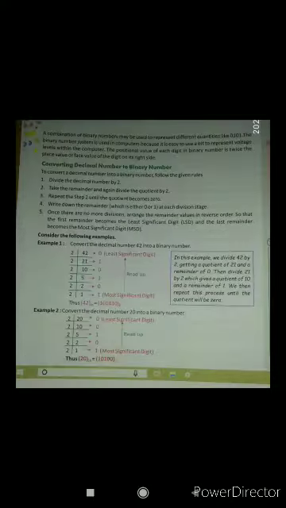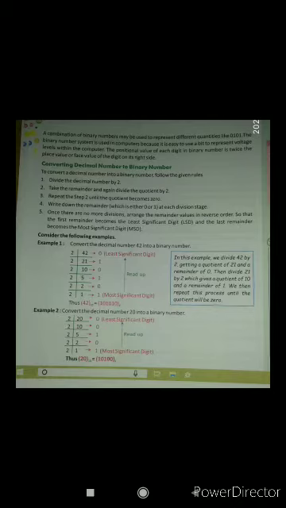Let's see from the next page, it's written there: a combination of binary numbers may be used to represent different quantities like 0 1 0 1. So 0 1 0 1 is a number, but we can't understand what number it shows, though the computer can understand. So in order to understand what 0 1 0 1 is equal to in decimal, in what humans can understand, we need to convert it into decimal.